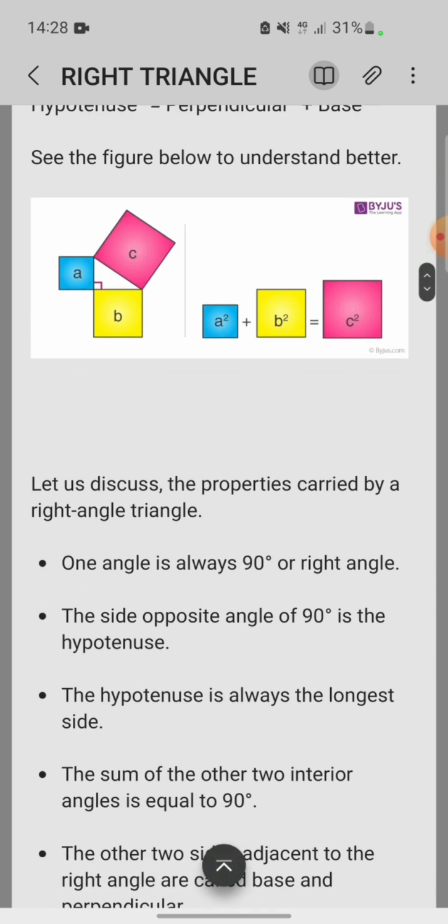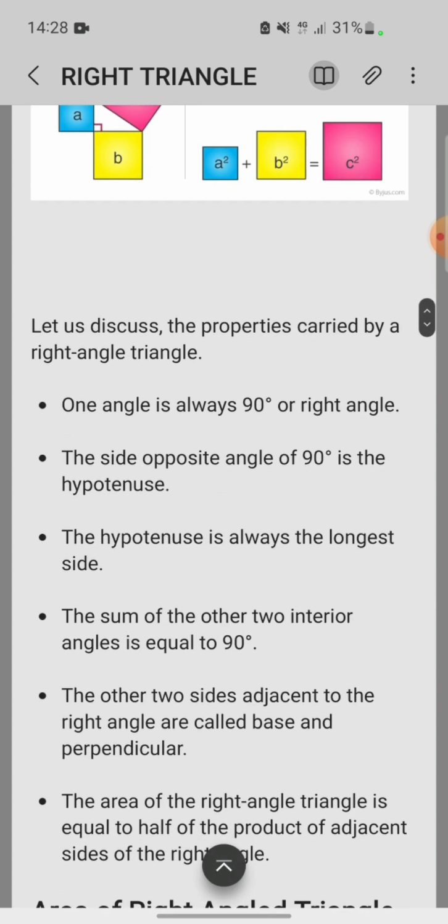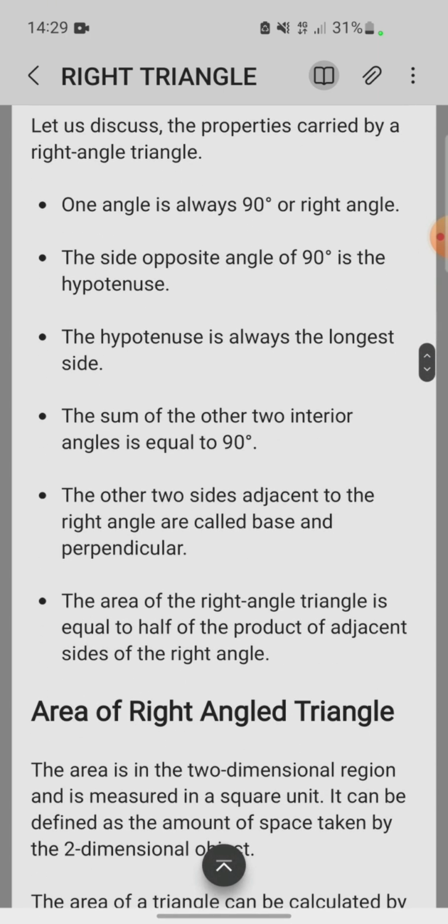So let us discuss the properties carried by a right angle triangle. One angle is always 90 degrees or a right angle. The side opposite the angle of 90 degrees is the hypotenuse. The hypotenuse is always the longest side. The sum of the other two interior angles is equal to 90 degrees. The other sides adjacent to the right angle are called the base and the perpendicular.